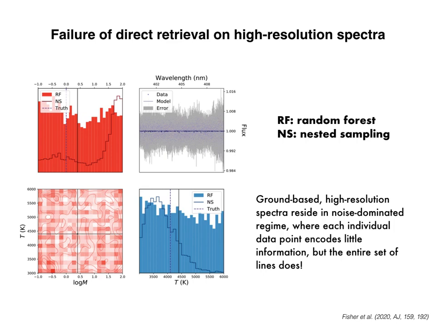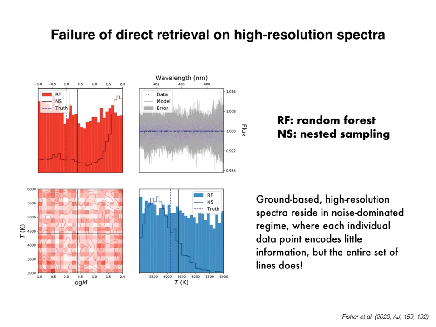On the bottom right corner is the posterior of the temperature. And again, the random forest gives you back no answer, and the nested sampling gives you an answer that is not coincident with the truth, meaning the answer that we know is being fed to the model. And so the conclusion is that one has to try something else.